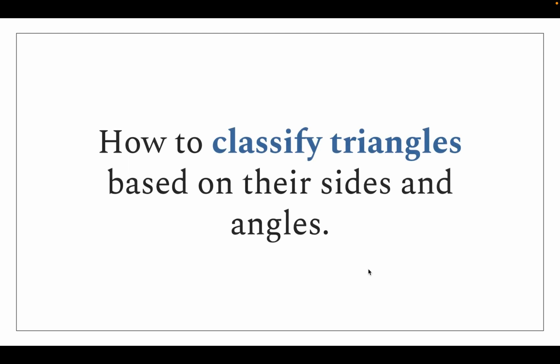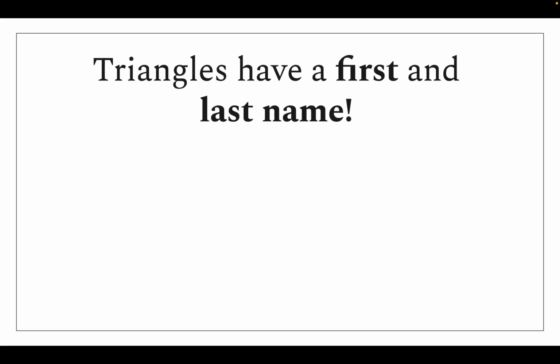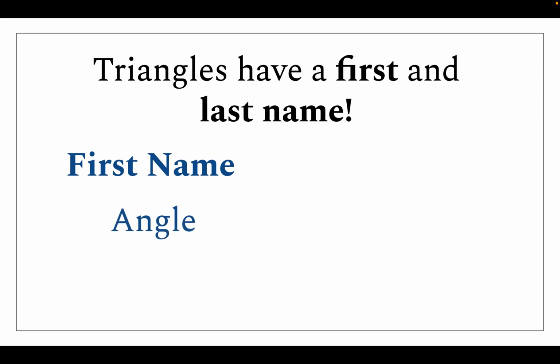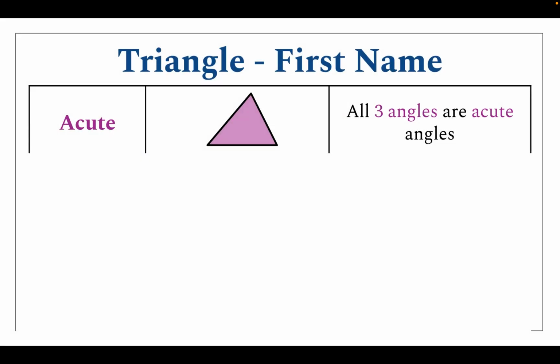How to classify triangles based on their sides and angles. Triangles have a first and a last name, kind of like us. So when we classify a triangle, we want to call them by their first name, which is their angle, and their last name, which describes their sides. So let's take a look at the first name.